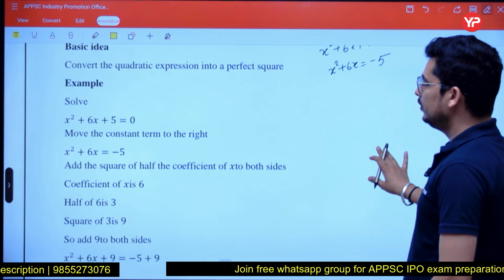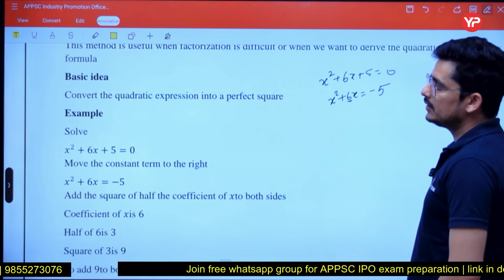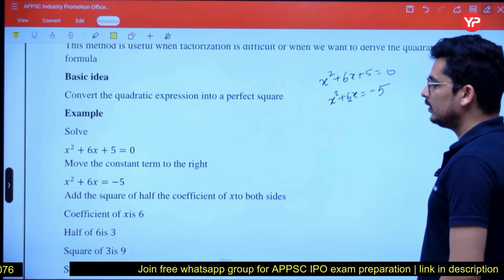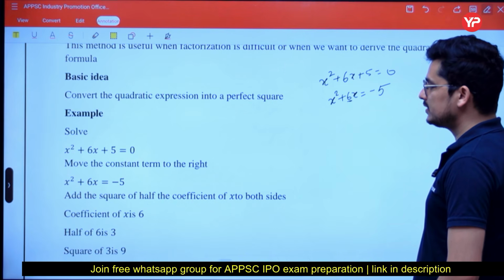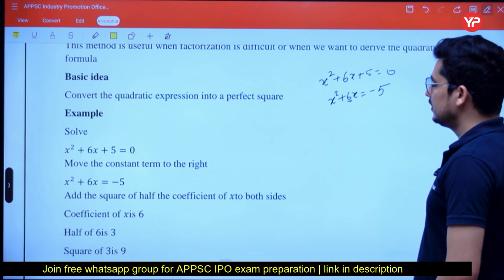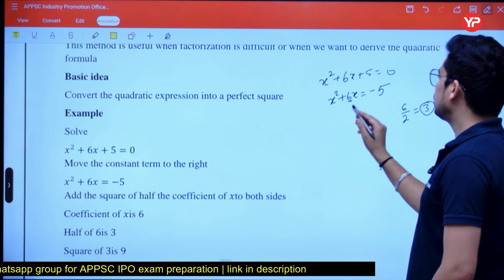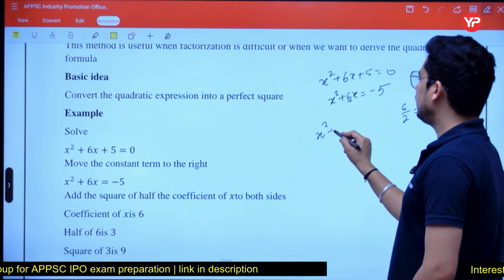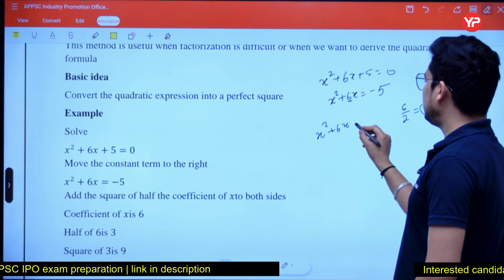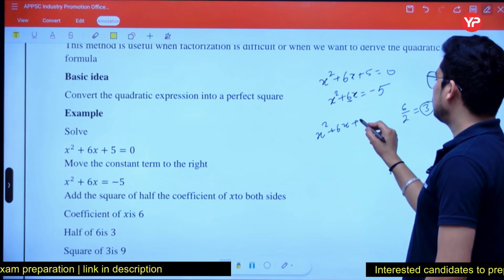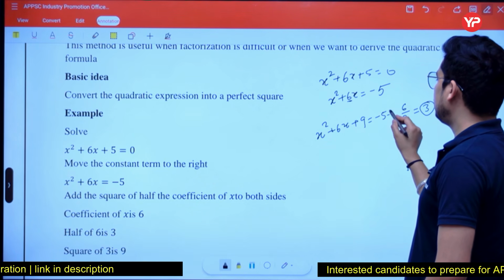For that case, what should you do? You have to take the center term, the coefficient of x, which is 6, and divide it by 2. You will get 3. Then add the square of that on both sides. 3 squared is 9, so on both sides: minus 5 plus 9.